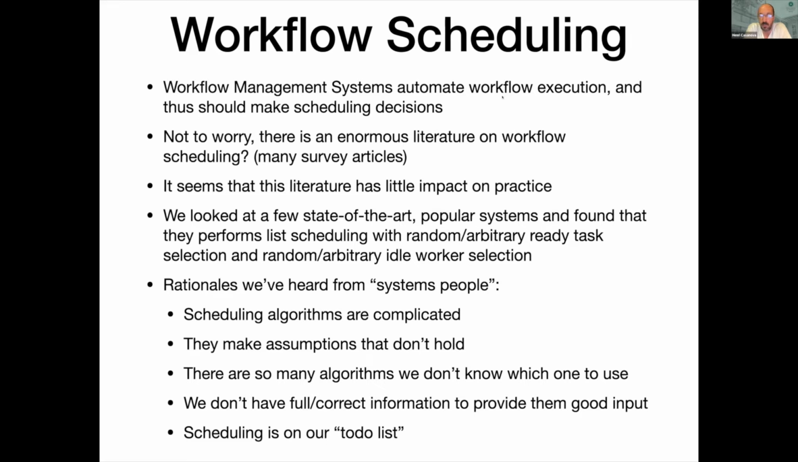And so when we talk to systems people, and maybe some of you have had different conversations, what we hear in our groups is that scheduling algorithms seem complicated. They often make assumptions that don't hold. There are so many of them, we don't know which one to use. And I should say here, I'm not talking about batch job scheduling algorithms, right? I'm talking about application-level scheduling algorithms. We don't have full correct information to provide them good input. And scheduling seems to be that thing on the to-do list of those people who develop those systems, right? So there seems to be quite a chasm between theory and practice.